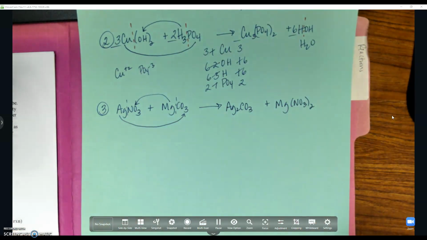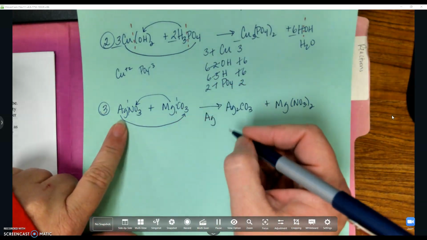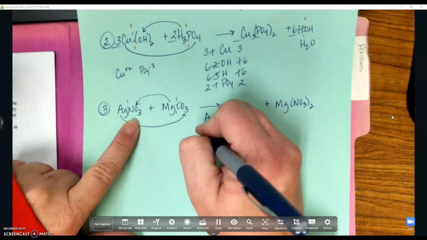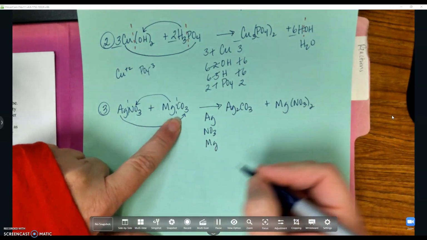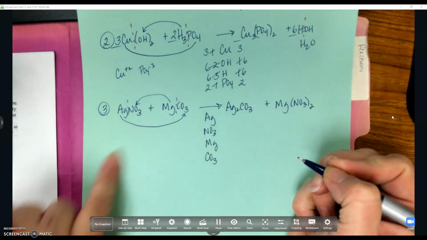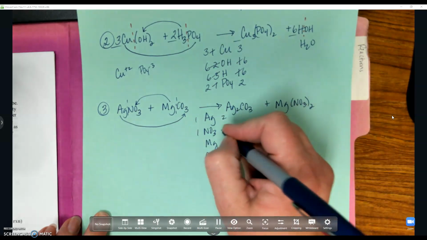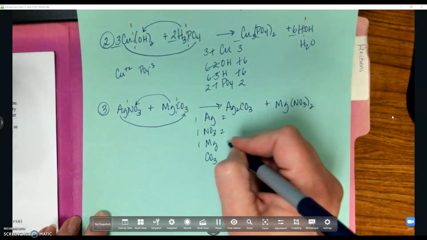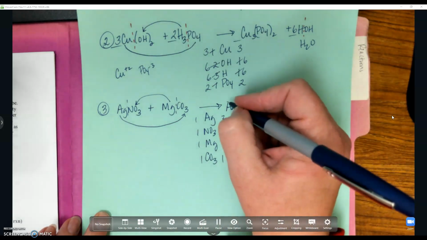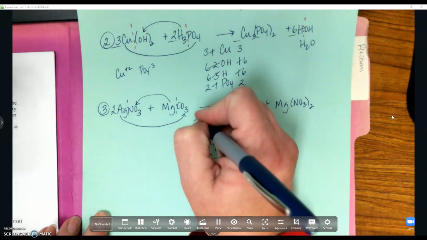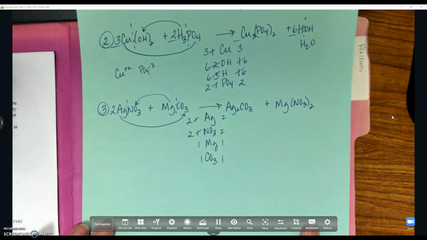Now, again, we're going to list everything under our yield sign. So silver, I have nitrate on both sides. We have magnesium, and then we have carbonate on both sides. So I've got 1 and 2 and 1 and 2 and 1 and 1 and 1 and 1. So I just need to put a 2 in front of that silver nitrate. And then it's balanced. Let's do one more together.